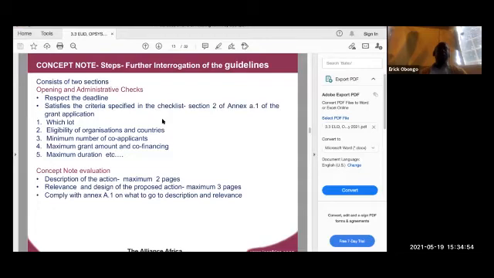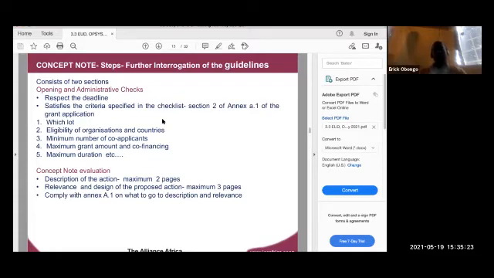Number one, you need to check that in your description of the action, you've maintained the 2 maximum pages which has been allowed. Relevance and design of the proposed action, usually they talk of 3 pages, so you need to make sure that the 3 pages are adhered to. And then whether you've done the correct attachment of the documents which are supposed to accompany the concept note.